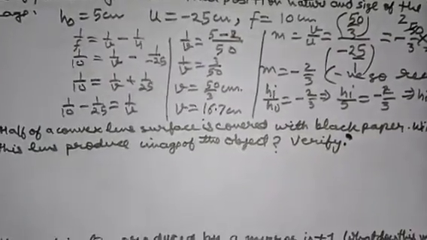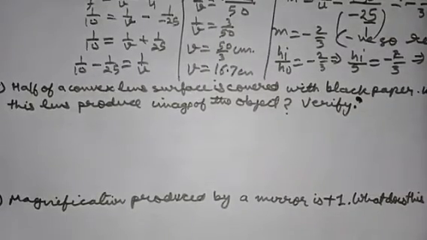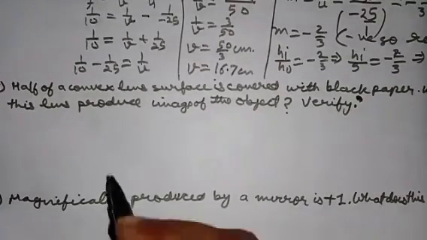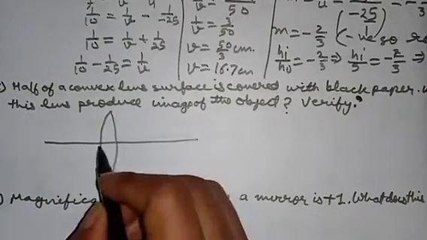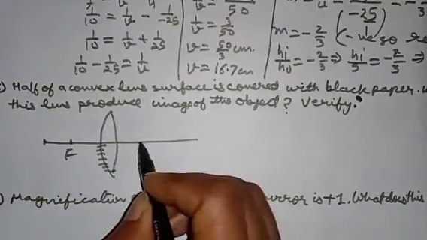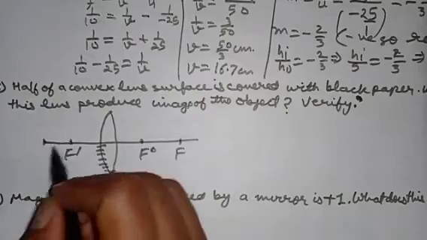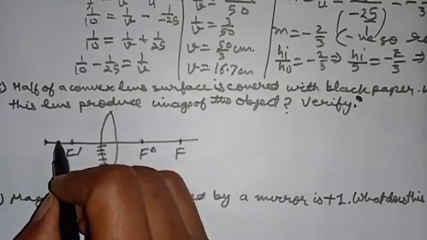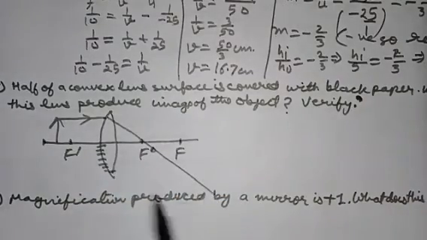Next, half of a convex lens surface is covered with black paper. Does this lens produce an image of the object? Yes. And how can we draw it? Because still, this half portion is covered, so still it can produce an image. This is main F, and this is F dash. So anywhere we can put, so still it will go from this side.